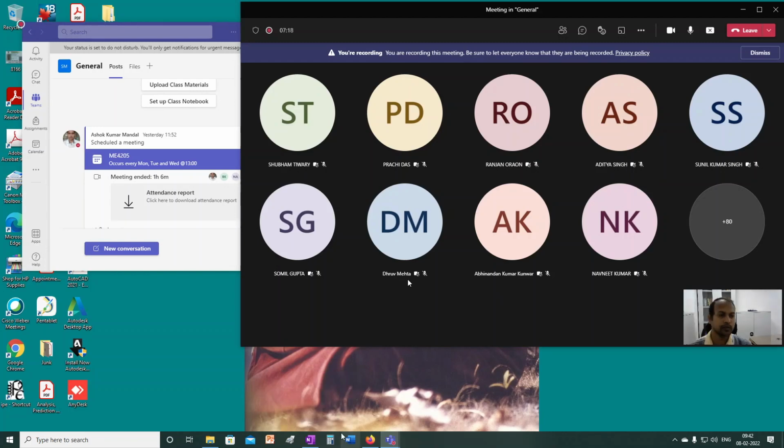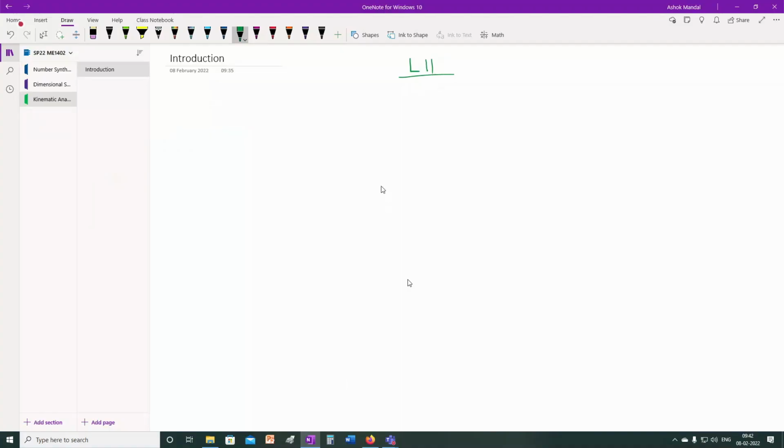For example, suppose you take this book. Okay, this is a book. Let us give two rotations, rotation 1 and rotation 2. And let me ask you the question.